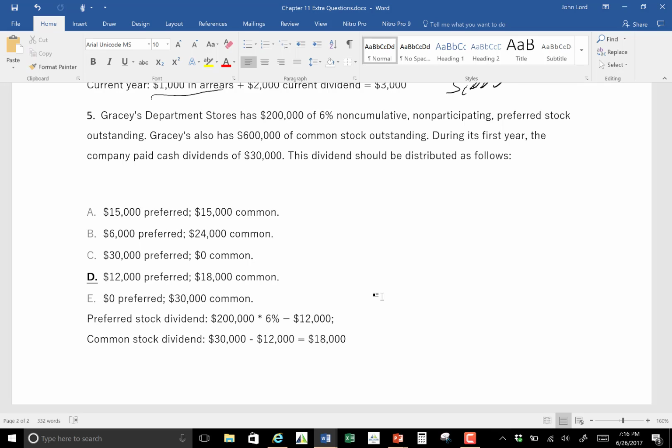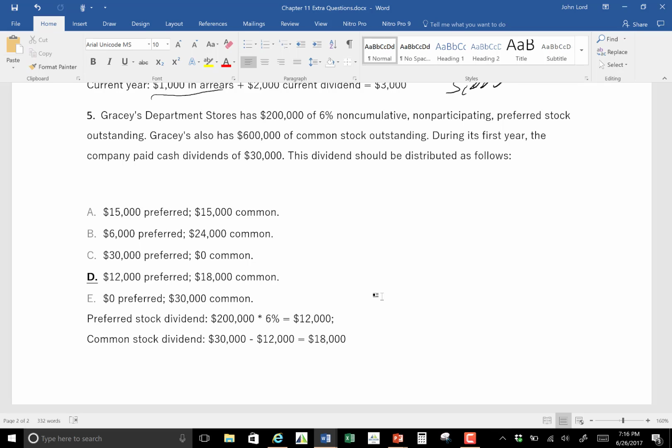Not if, no, we do not. Why does the common stock get more than the preferred? Because the preferred got caught up, and since they're non-cumulative and non-participating, they just get whatever got declared for that year.